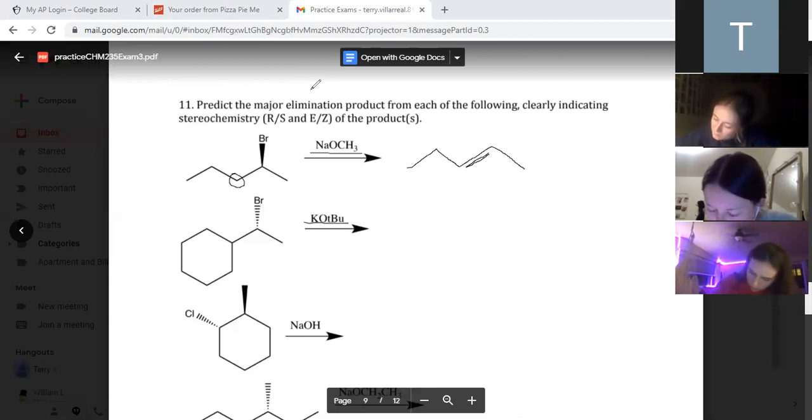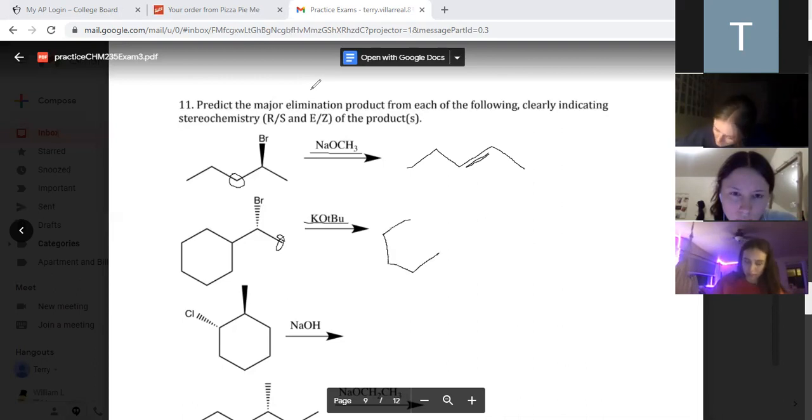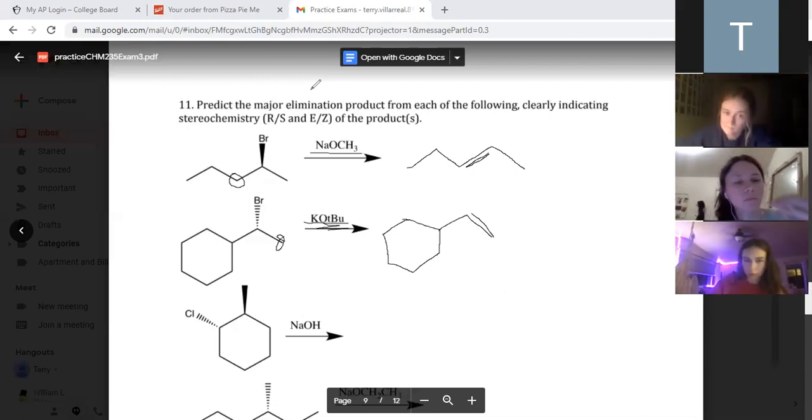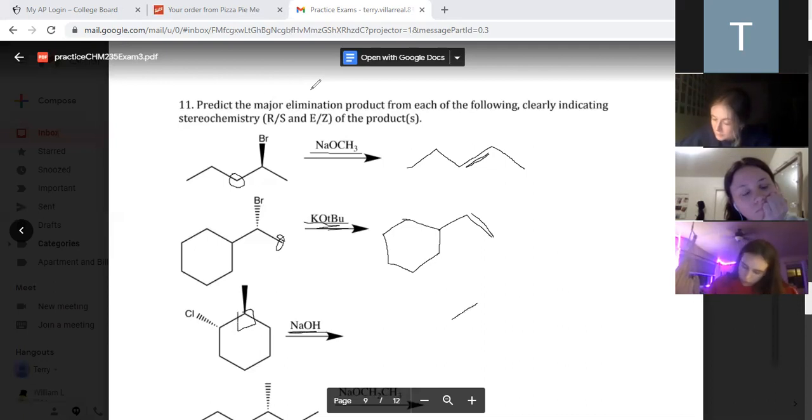Potassium tert-butoxide, small base or bulky base? Bulky. So we are going to take from the less substituted carbon. And again, the key term there is tert-butyl. If you have tert-butyl or isopropyl or stuff like that, that's your key indication that it's going to be bulky. Okay, sodium hydroxide, small or bulky? Small. So we want to take from the more substituted side.